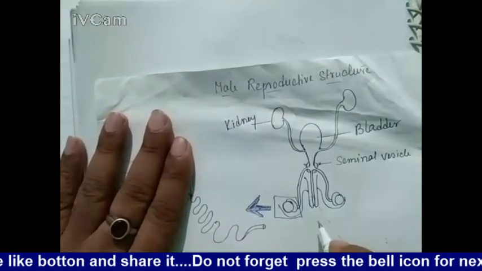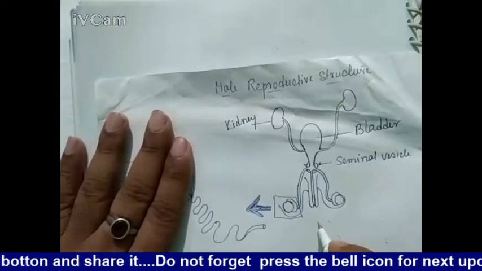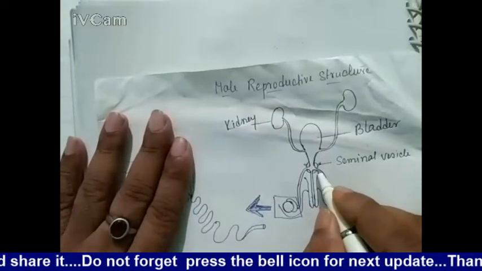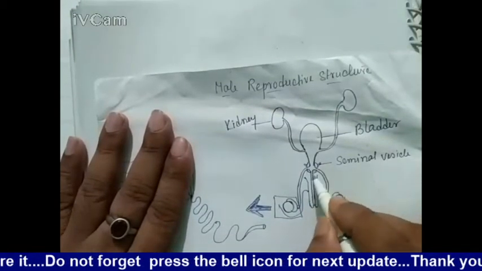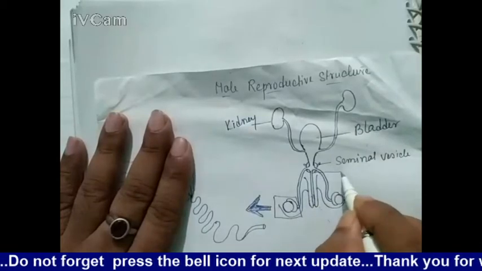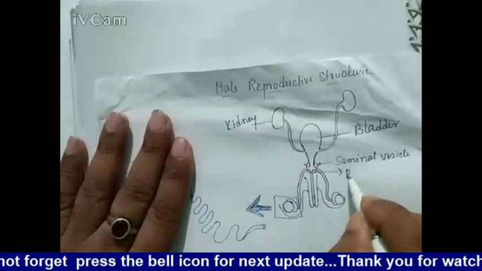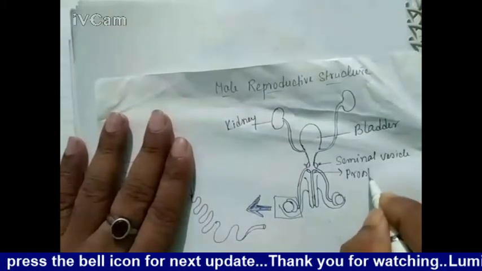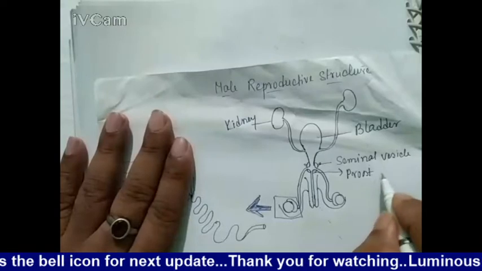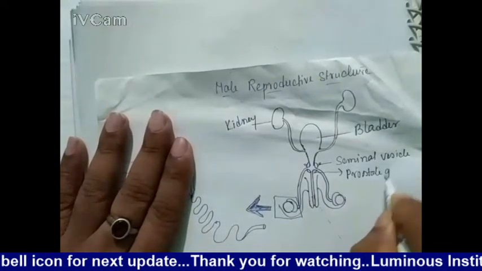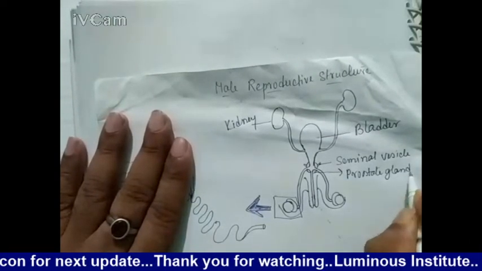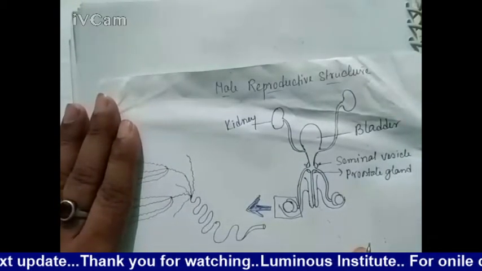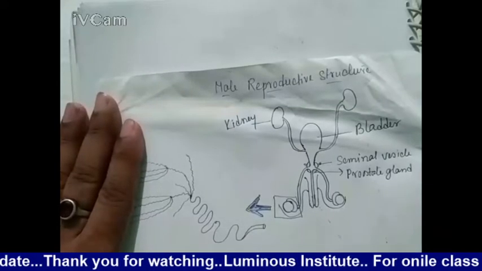The seminal vesicles practically connect with the prostate gland. Look at the picture. This is a circular portion, this portion is the prostate gland. This is the prostate gland. So in this structure, the seminal vesicles and prostate gland, and below the prostate gland here.